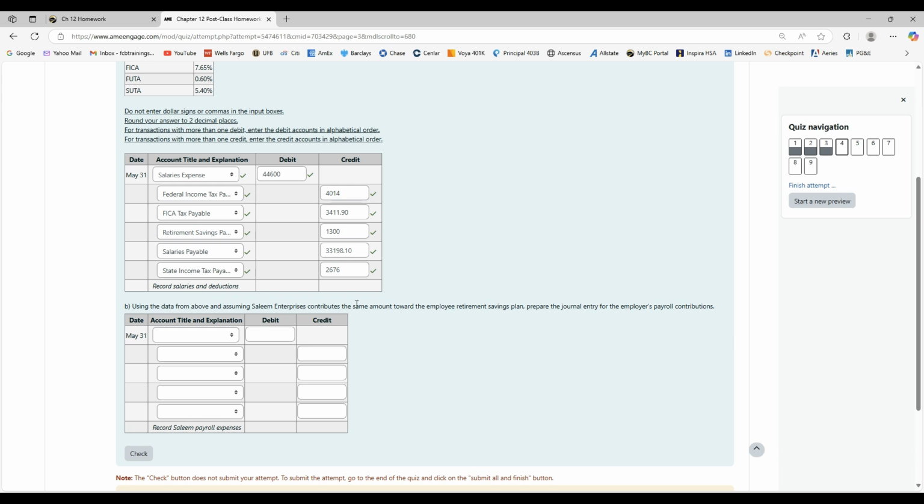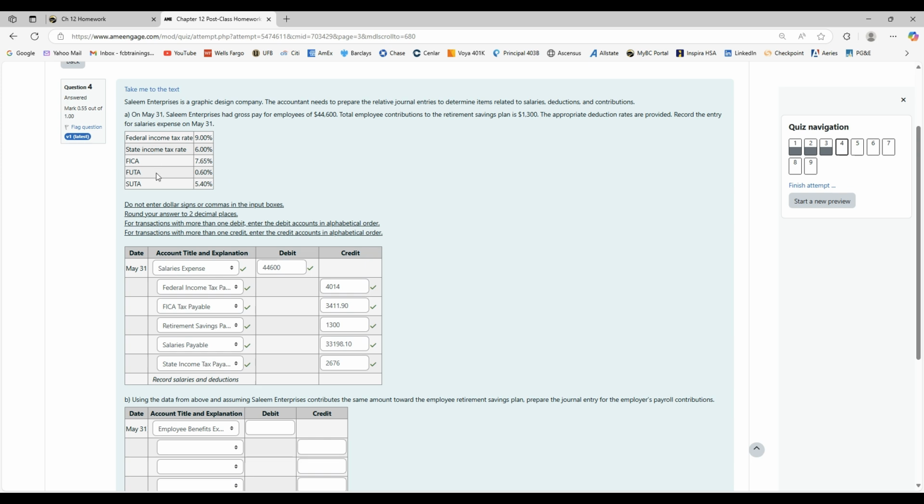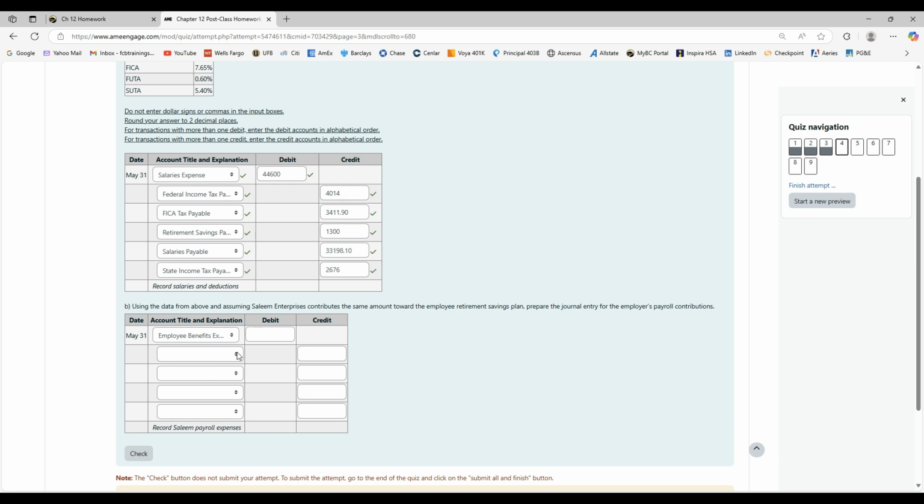So. Okay, so here it says use the data above and assume that the company has a match for the retirement plan, and so that will be the same amount. And we'll say employee benefits expense. And again, we're going to have kind of a similar, we're going to have FUTA and SUTA. We're going to have FICA. We don't have any income taxes here for payroll because that's just related to the employee stuff.